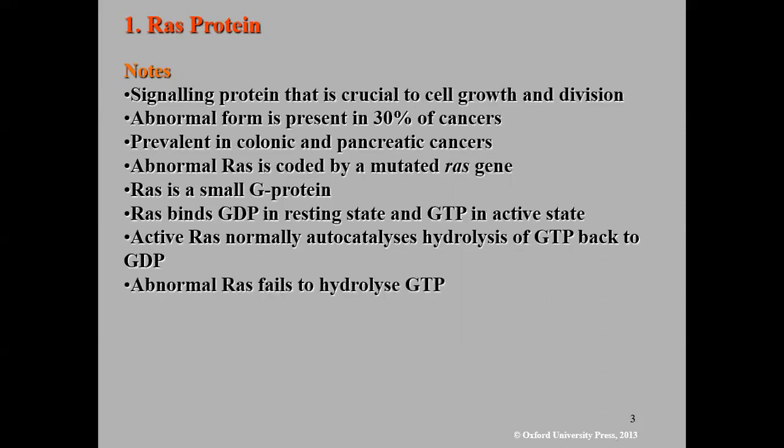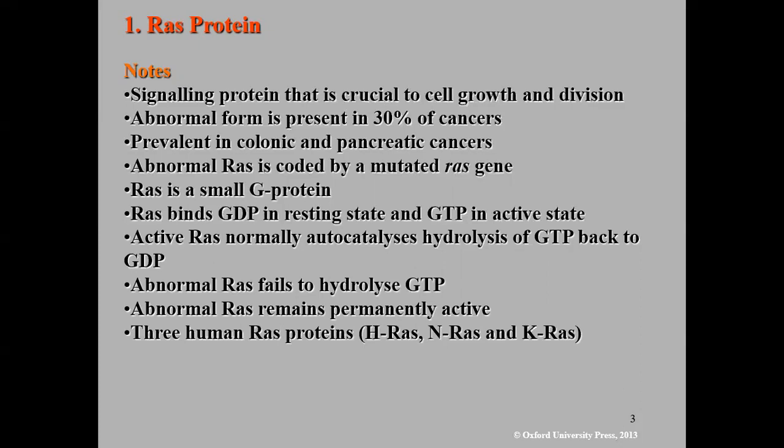The abnormal RAS fails to hydrolyze GTP, okay? And as you now understand, if it fails to hydrolyze GTP, the abnormal RAS will remain permanently active. It's going to be active all the time. And it's important to mention here that we have 3 human RAS proteins, H, N, and K RAS proteins.